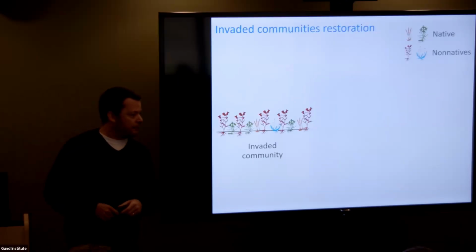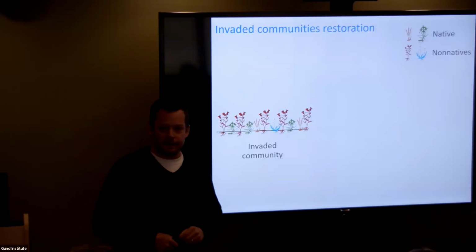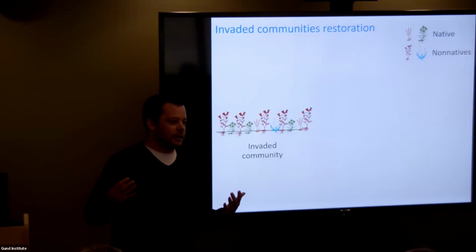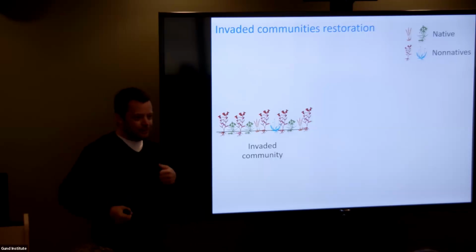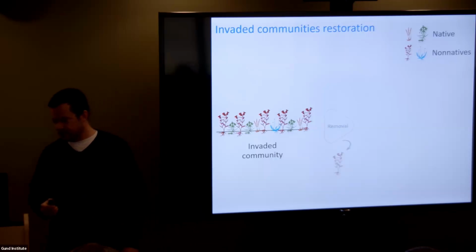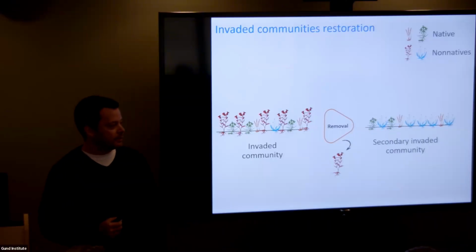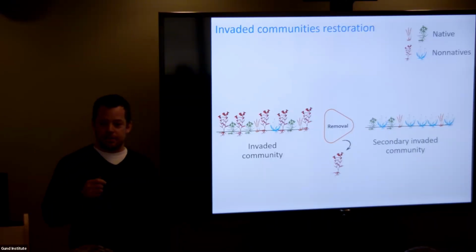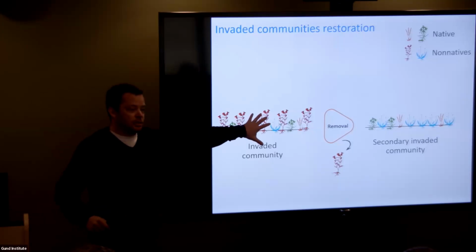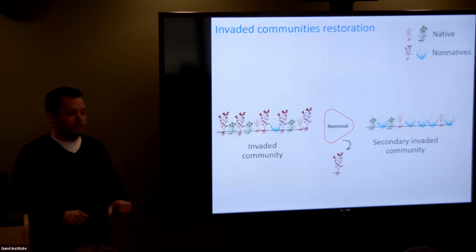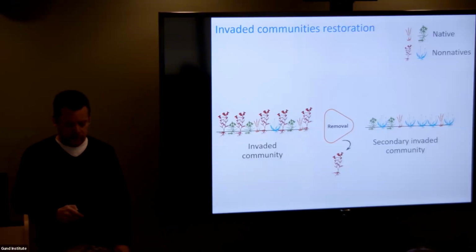How many of you have been working as a volunteer controlling non-native species? Raise your hand. What is the most common thing that you do? Yes, you go and pull them and remove all of the non-native species. So you remove the non-native, and this is what happens later. You have tons of secondary non-native species invading those sites. Those have been under control by competition from the dominant native species. When you release the competition, they take over.